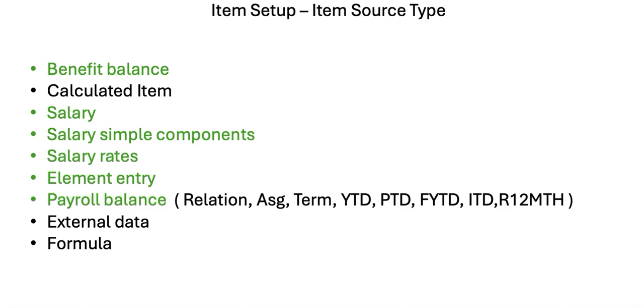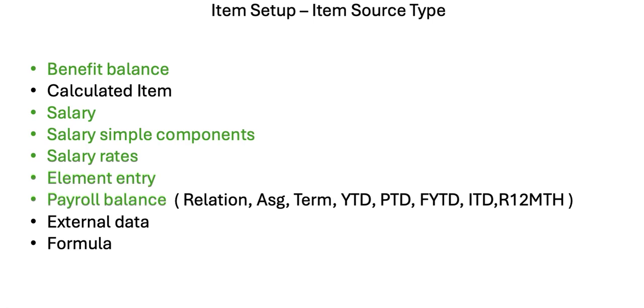Out of all these things, we have seen six types in our previous item types, and how to create these item types in our previous tutorials. Today, what we are going to see here is external data. Let me explain what external data is.